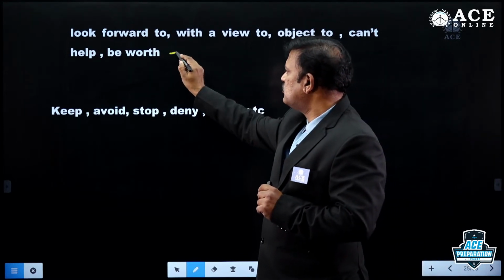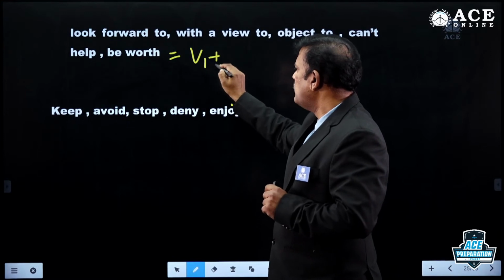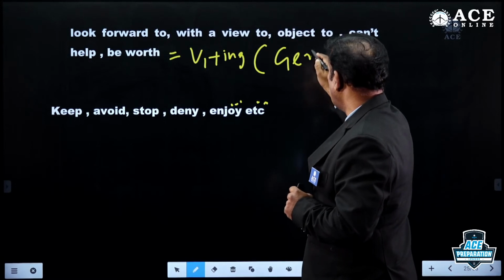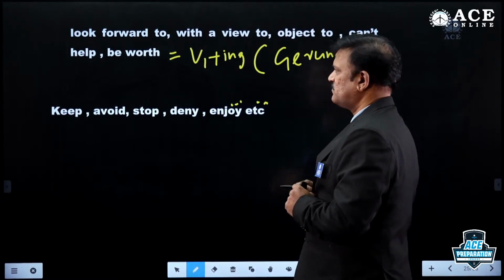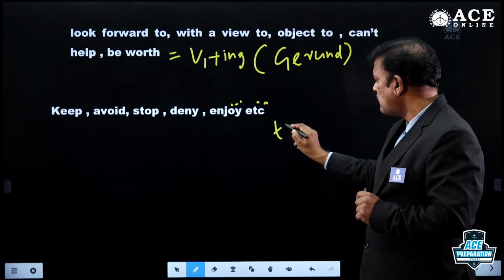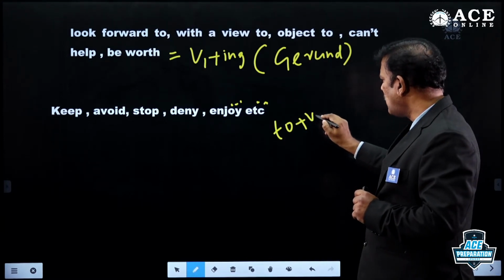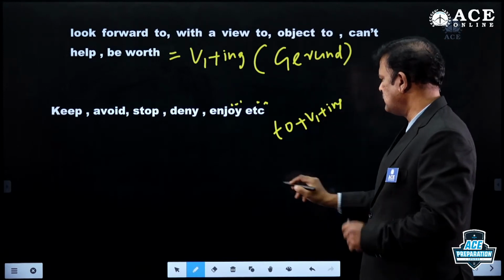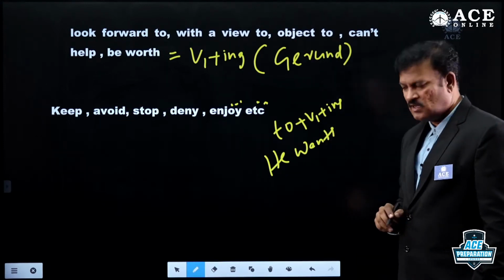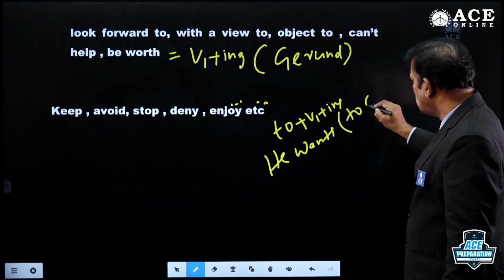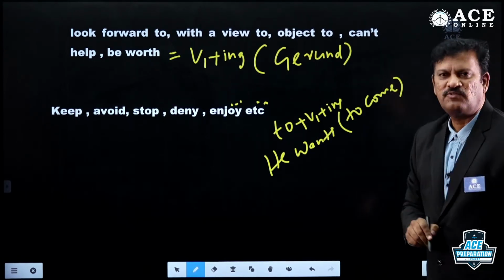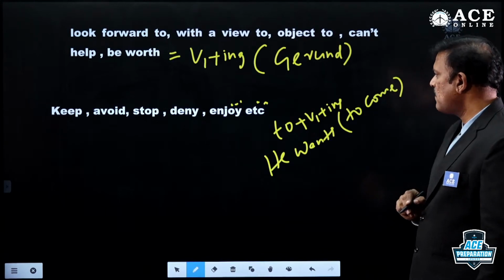After this, you have to use V1 plus ing form, which grammatically we call gerund. Don't think too much. Now you should ask me this. After to, generally we have V1 plus ing form like this. He wants to come. Very good. After to, I have V1 plus V1 form.